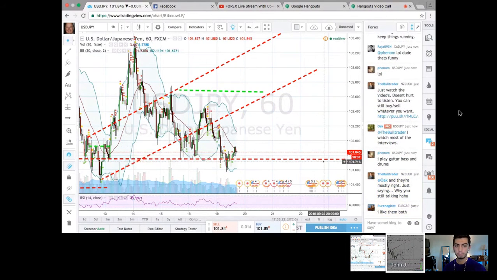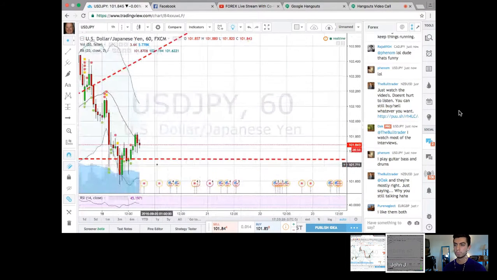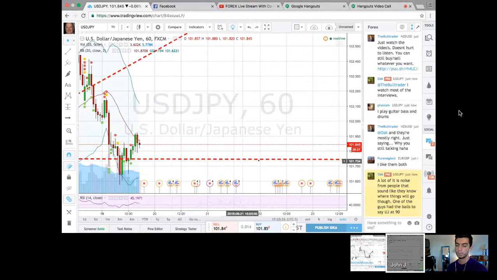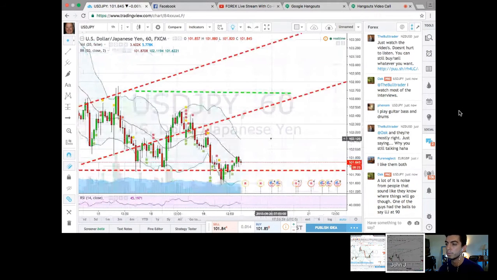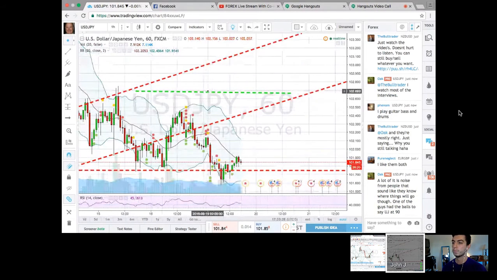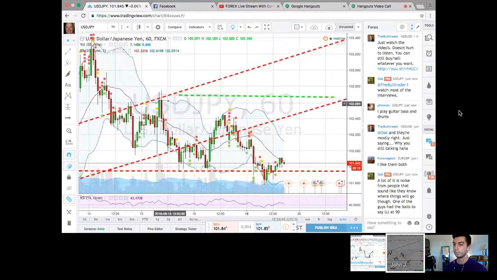This is my little line of resistance. It bounced off of it, at least for now. It hasn't come back and touched it. If it can stay away from this red horizontal line right here, then we're gonna be in good shape for the long term. But this green dotted line is where I bought, and if I go back, I think it was right here the last time it touched up there. So it went way down, went way up.